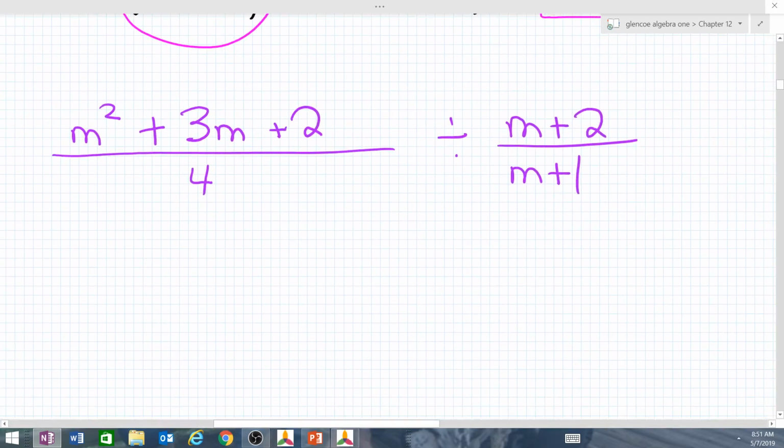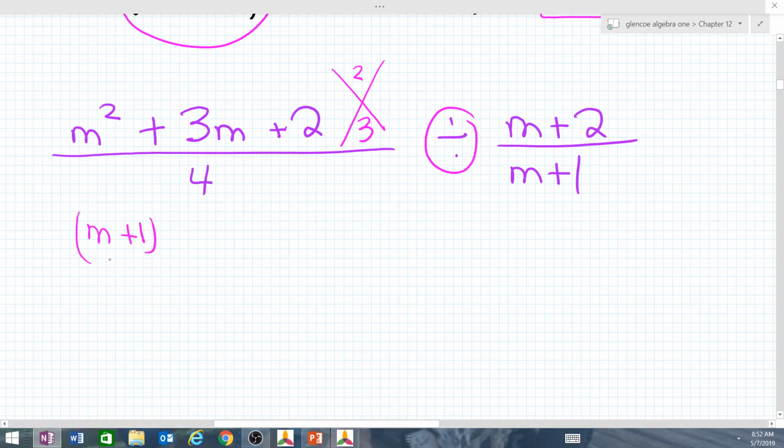M squared plus 3m plus 2 over 4 divided by m plus 2 over m plus 1. I always circle my division sign to help me remember. It's going to change to a multiplication and flip the second fraction. So let's look at m squared plus 3m plus 2. And let's remember that we need to factor that. It's an easy x factor. What multiplies to 2 and adds to 3?